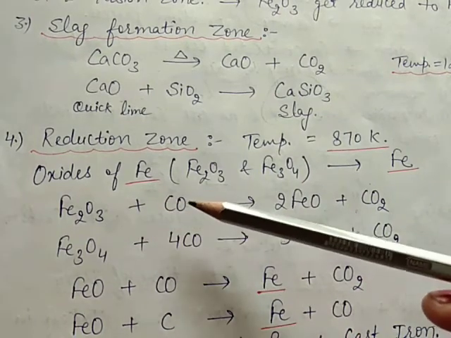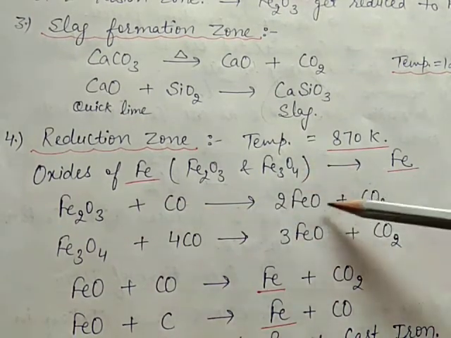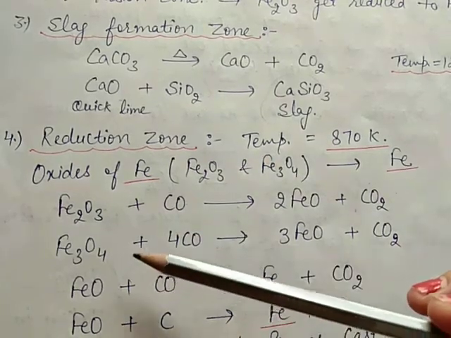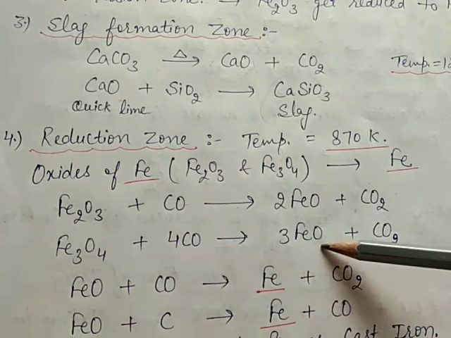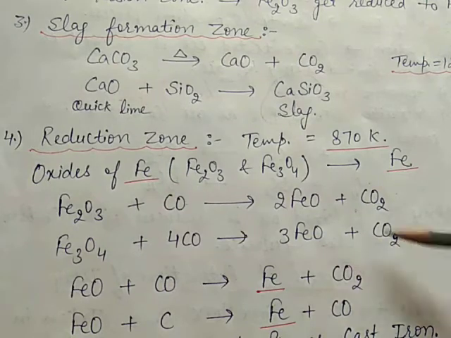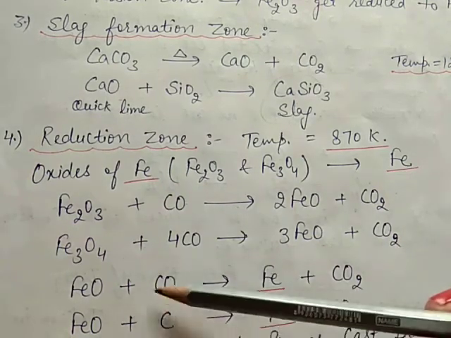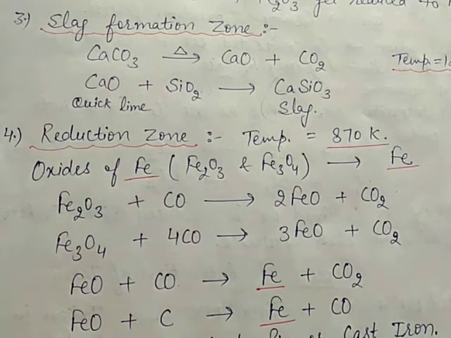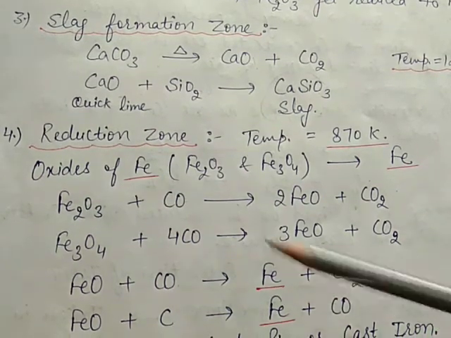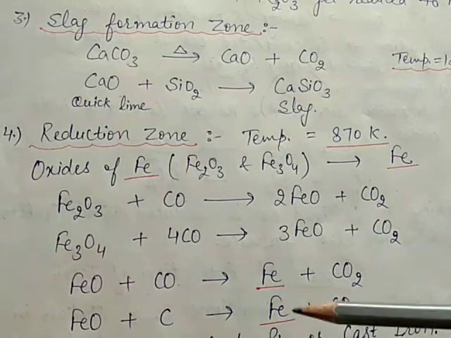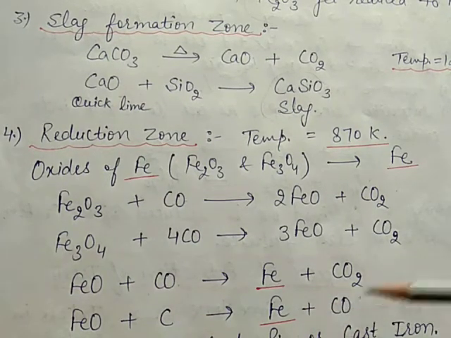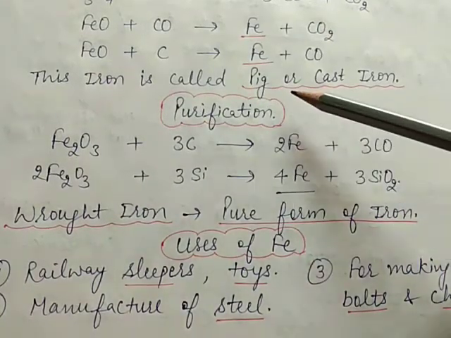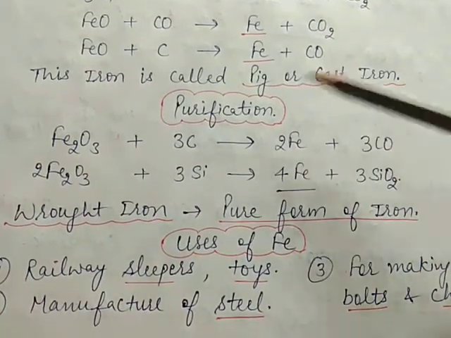Fe2O3 in the presence of CO forms Fe3O4 plus CO2 gas is released. Fe3O4 plus CO forms FeO plus CO2. This iron oxide reacts with the CO, it will form Fe plus CO2, and FeO plus C will form Fe plus CO. Here this iron is pig iron or cast iron.